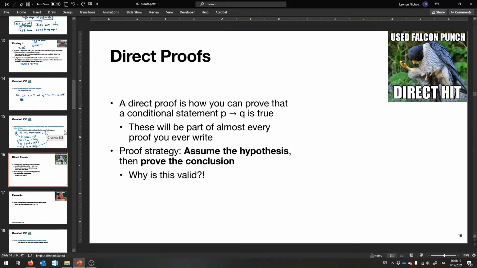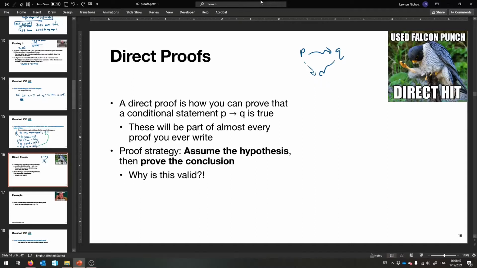The idea is, in order to prove, it's called a direct proof, to prove something that looks like P implies Q, what you do is you assume the hypothesis, and then you prove the conclusion. So it looks something like this. Assume P, then somehow prove Q, and then suddenly with both of those together, you have P implies Q.